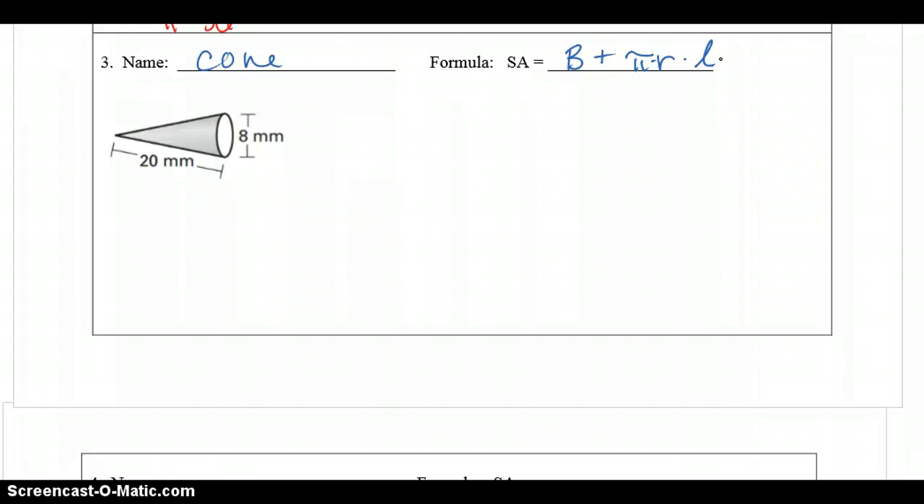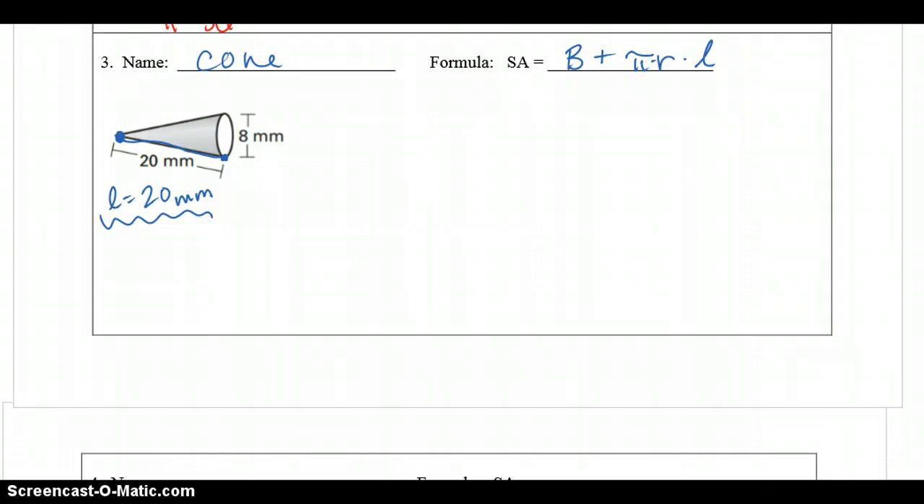It doesn't stand for lateral, but it kind of has to do with the lateral face though. Slant height. It stands for the slant height, which is the distance from the vertex to the edge of the base, not the center of the base. So it's given to us here that L is 20 millimeters. That's one piece. So we need the area of our base and R, our radius.